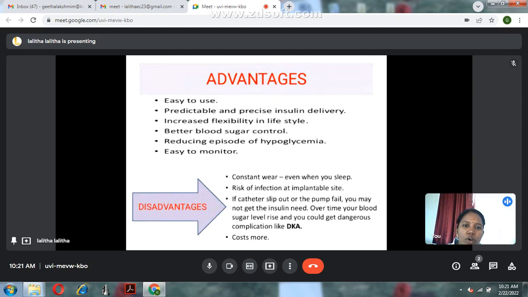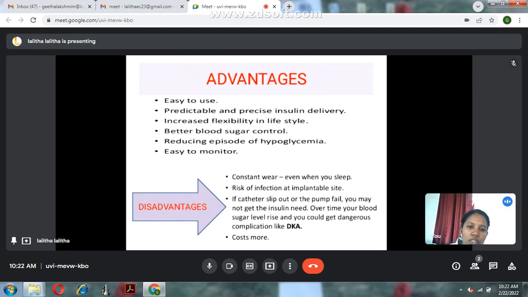The advantages of an insulin pump: easy to use, predictable and precise insulin delivery, increased flexibility in lifestyle, better blood sugar control, reduced episodes of hypoglycemia, and easy to monitor. These are the advantages of an insulin pump. So mainly, an insulin pump can be used to manage our blood sugar control.